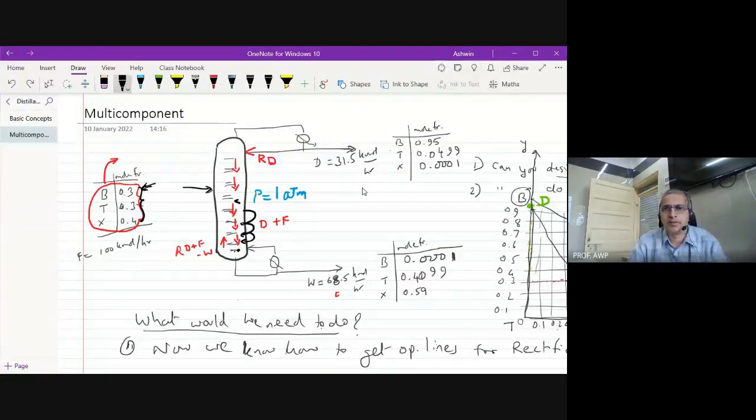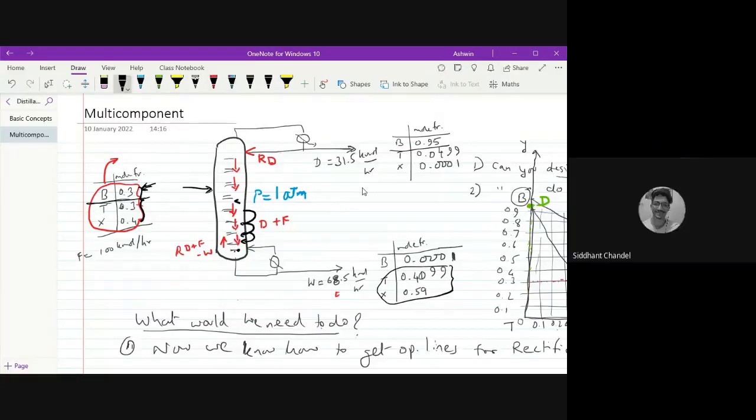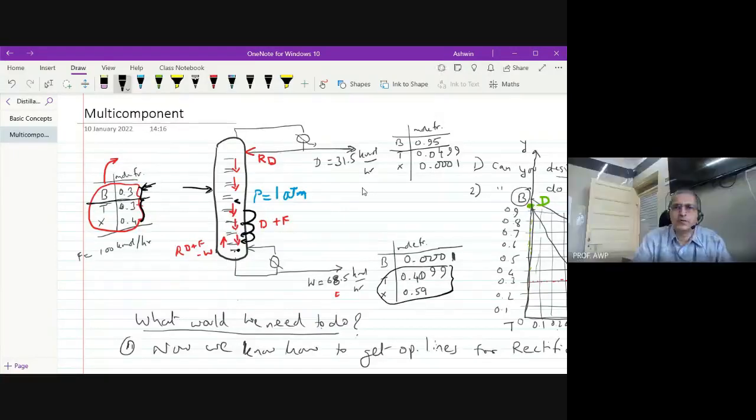It's separating benzene from toluene. It is allowing all toluene and xylene to go down. Do you agree with that? So essentially the column is separating benzene and toluene. Do you agree with that, Siddhant? Yes, sir.